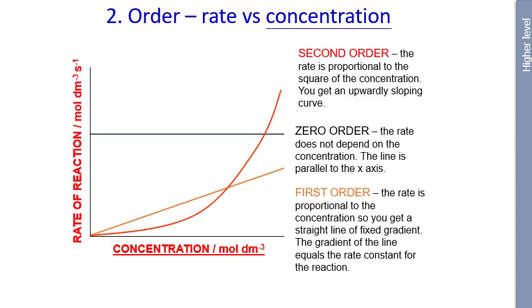So if you plot the rate of reaction versus concentration instead, it would be zero order if there is just a flat line, okay, there's no relationship between the concentration and the rate of reaction. It would be first order if the rate is proportional to the concentration, so you get a straight line with a fixed gradient, and second order if the rate is proportional to the square of the concentration, which makes sense when you think about it.